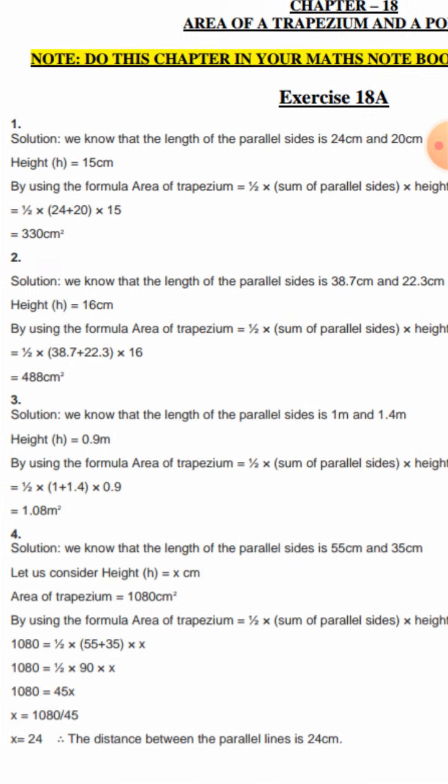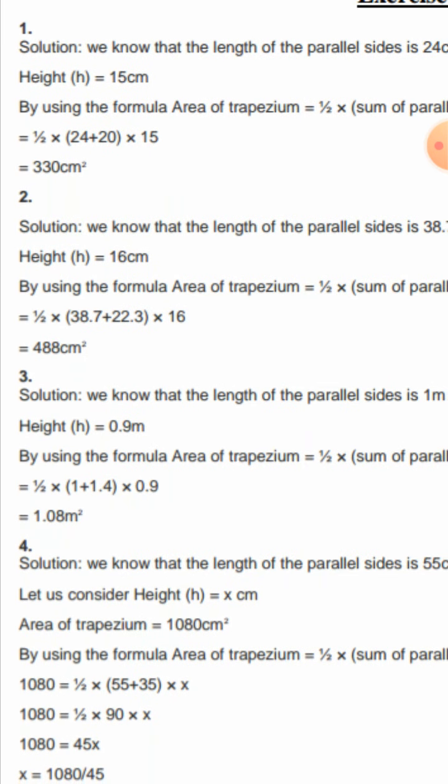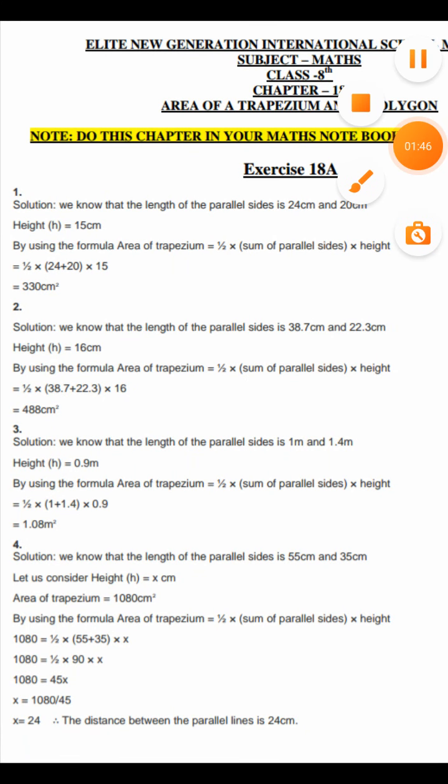Now question number 3. In question number 3 we are given that the shape of the top surface of a table is trapezium. Its parallel sides are 1 meter and 1.4 meter and the perpendicular distance between them is 0.9 meter. Find its area. Here also we will apply the same formula, half into sum of parallel sides into height, then half into 1 plus 1.4 into 0.9. The answer will be 1.08 meter square.